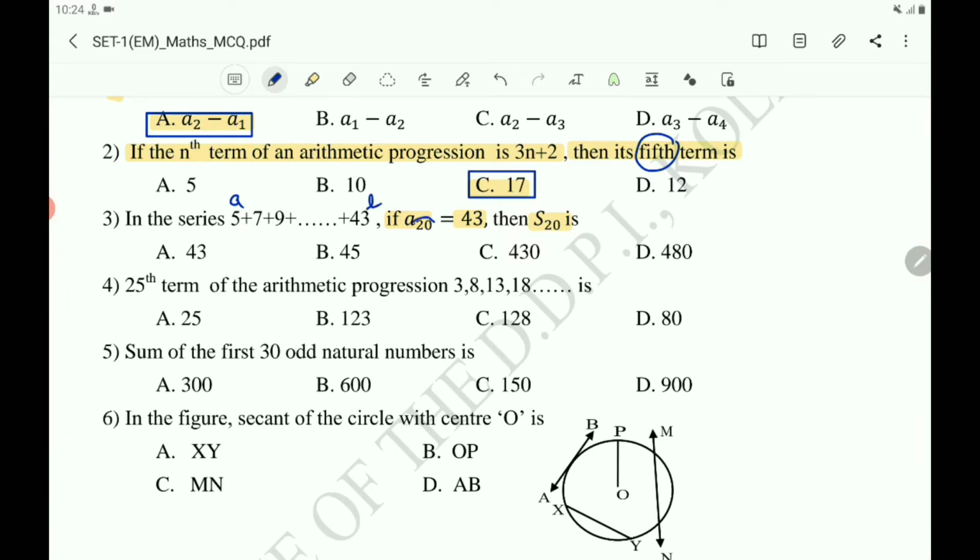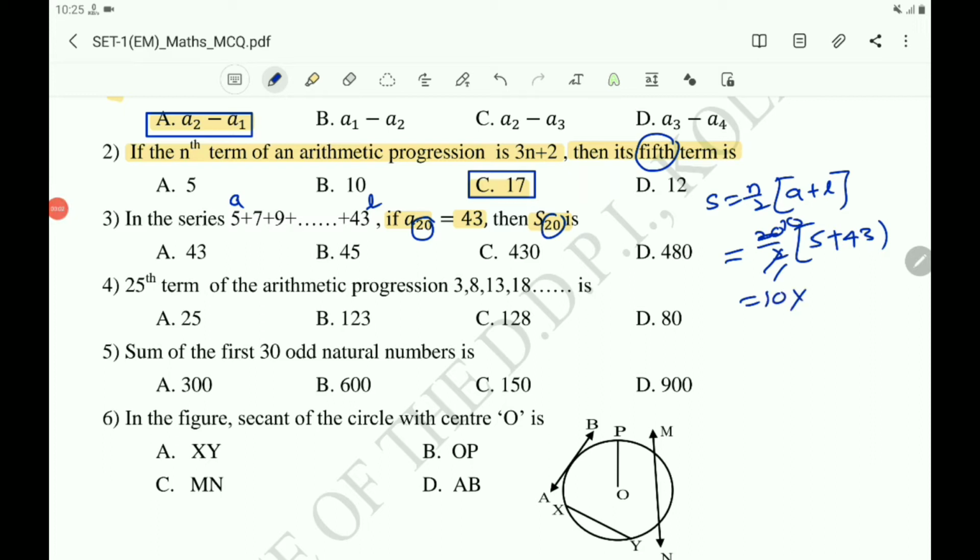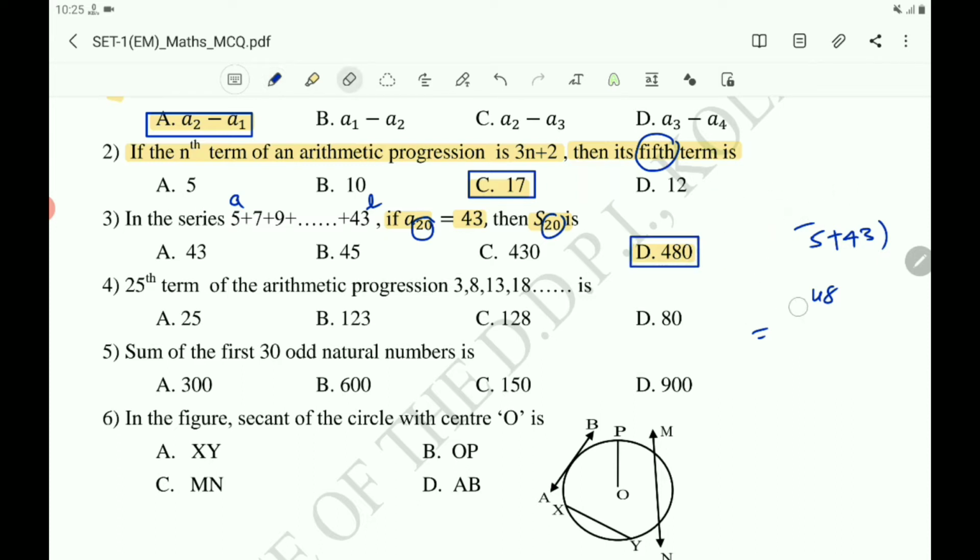Here n equals 20. Then you write the formula S equals n by 2 into A plus L. N is 20, so 20 by 2 is 10, A is 5 and L is 43. So 10 into 43 plus 5, which is 48. 48 tens are 480. Then what is the answer here? Option D is the answer. Note it down.